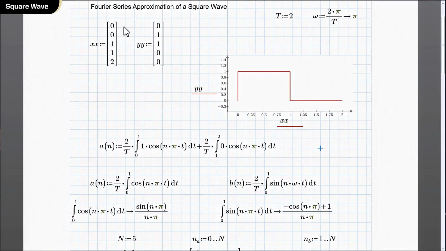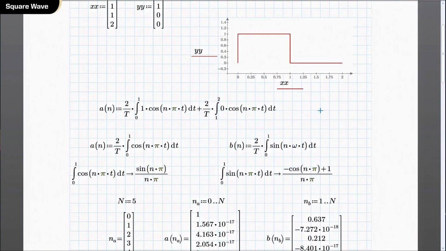So I go 0, 0, 1, 1, 2. That's in the x direction. And in the y direction, I went 0, 1, 1, 0, 0. That's a square wave. And notice I only did one cycle. I could do two if I wanted, but I only need one because I only have to integrate across one cycle.